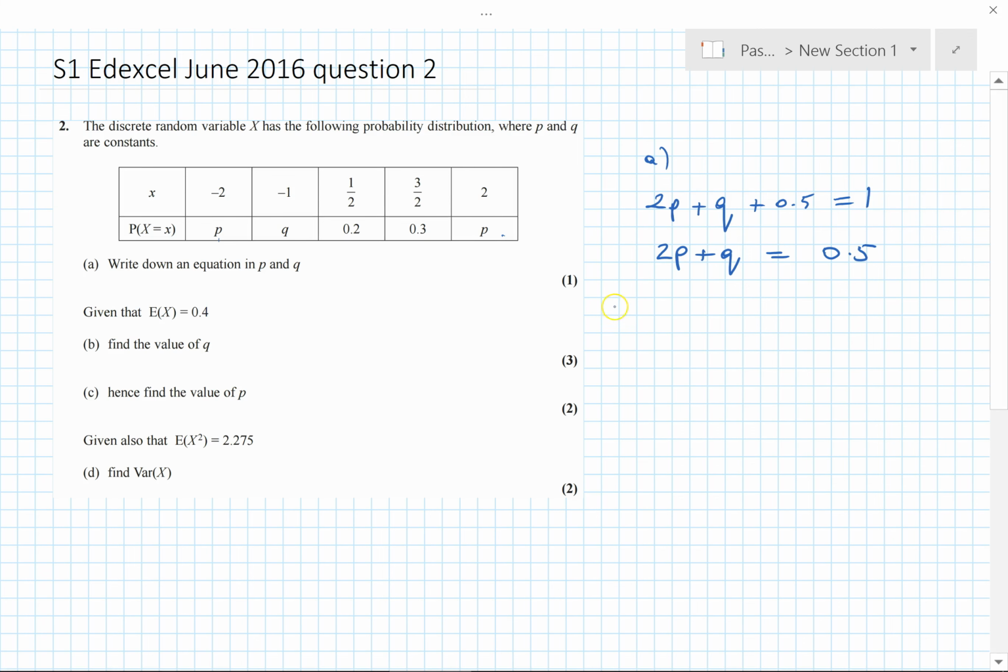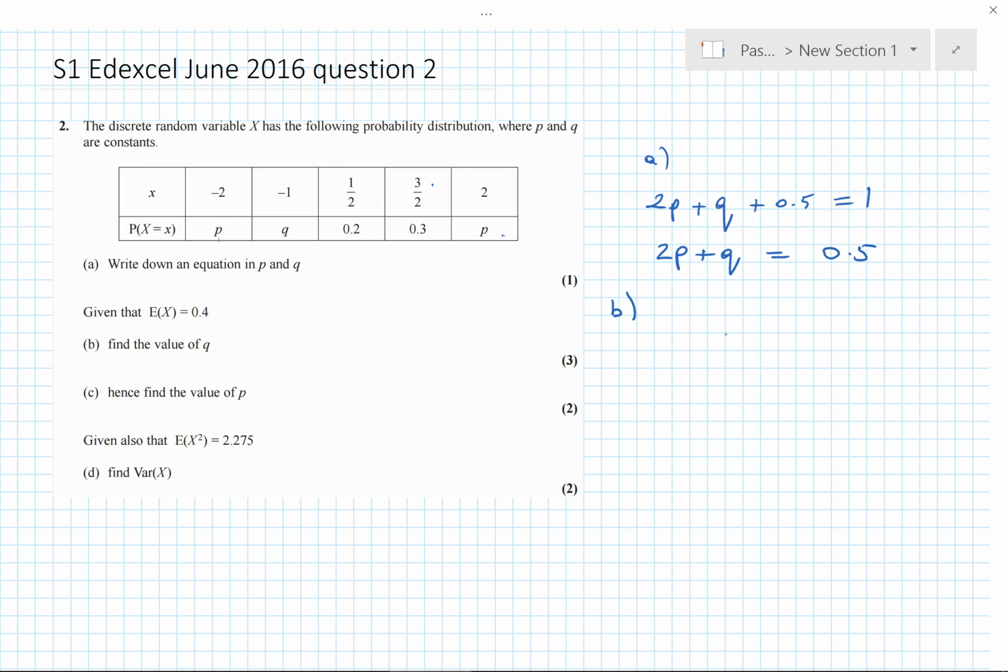And then part B, it says given that E(X) is equal to 0.4. Now E(X) is basically equal to sigma x times p(x). In other words, this time the total of this times this, this times this, this times this, this times this, and this times this. So we can just use that to get another equation, and hopefully we'll get the value of q or a simultaneous equation.